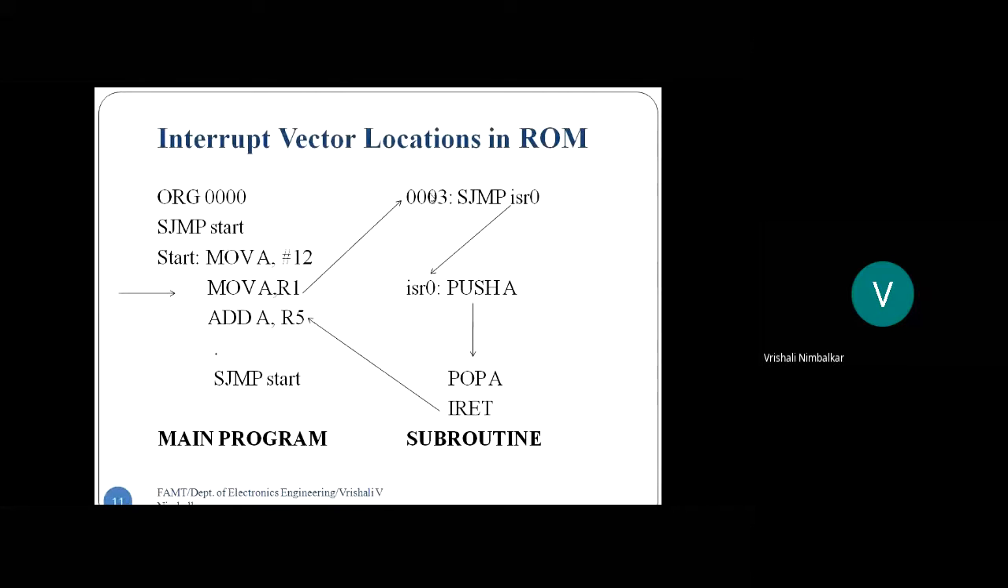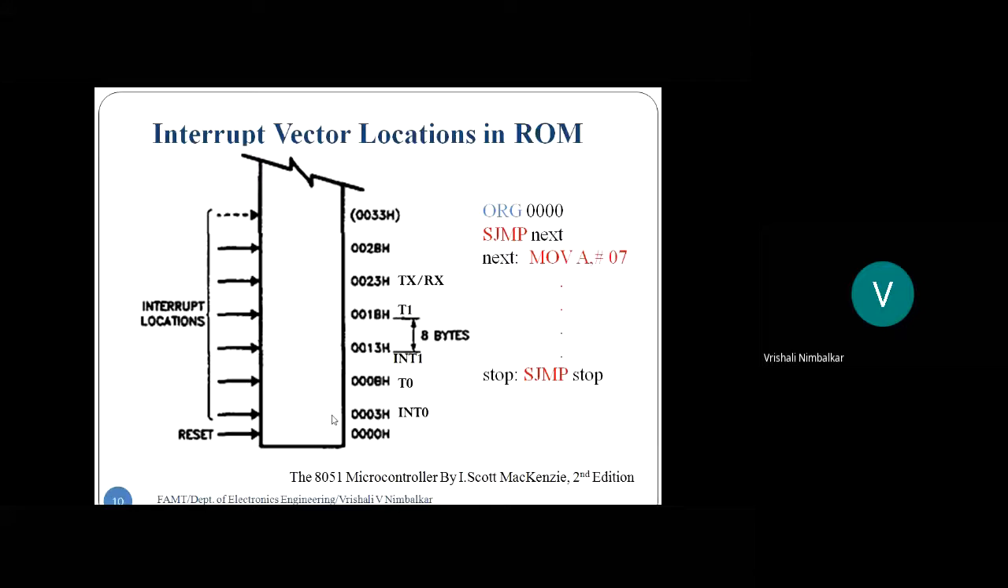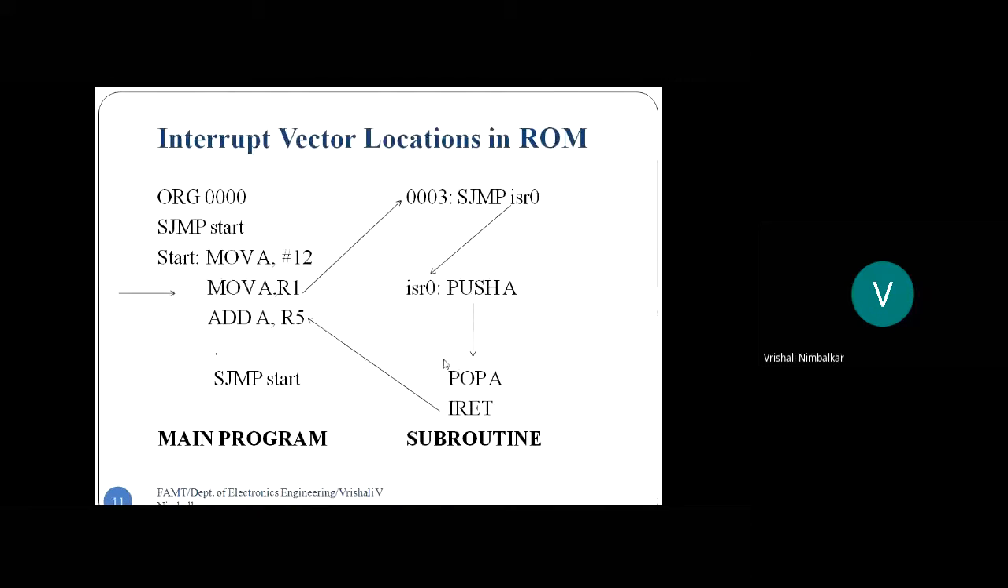Correct? Why? Because at the 3 hex location, the address space is insufficient to write the program. Right? So at those vector addresses, you will have an unconditional jump or an unconditional call instruction. And when the interrupt subroutine is completed, IRET is the last instruction. On executing IRET, the microcontroller comes back to the main program from where it had stopped. Okay, so that's how we manage with the insufficient space available at the vector locations. So that is what we saw in the last lecture.